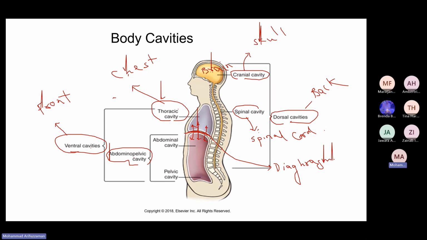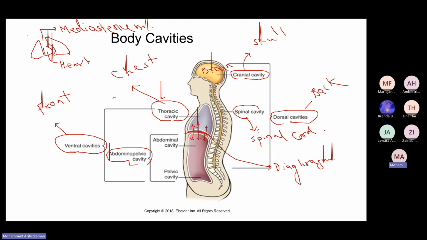So what organs are present within the thoracic cavity? Do you know any organs? The lungs. Let me draw the lungs. Okay, these are the two lungs. Now, do you know the space between the lungs? This space is known as the mediastinum. Good. So what is this organ in between the lungs? The heart. So these are the organs present within the thoracic cavity.